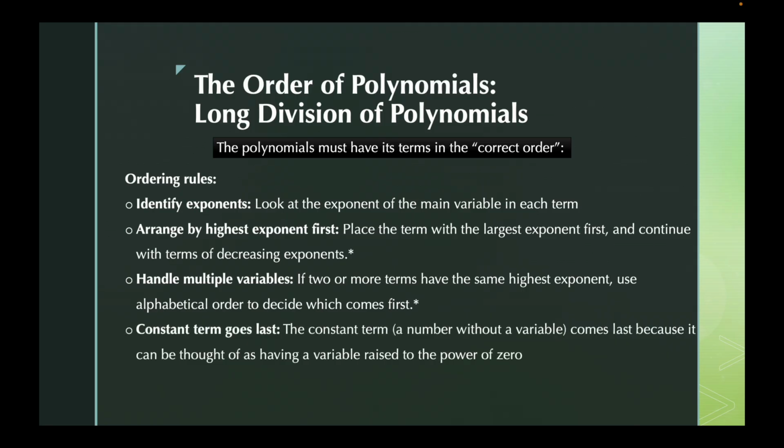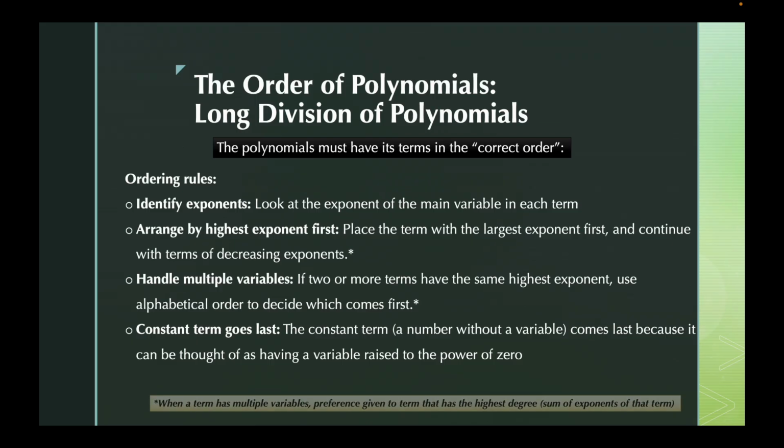And your constant term always comes last. And it comes last because we do think of it as like it has a variable, but the variable is raised to the power of 0, because anything to the power of 0 is 1. Just a little note though on the bottom, when a term has multiple variables, if you have like xy, xyz, the preference is given to the term that has the highest degree.